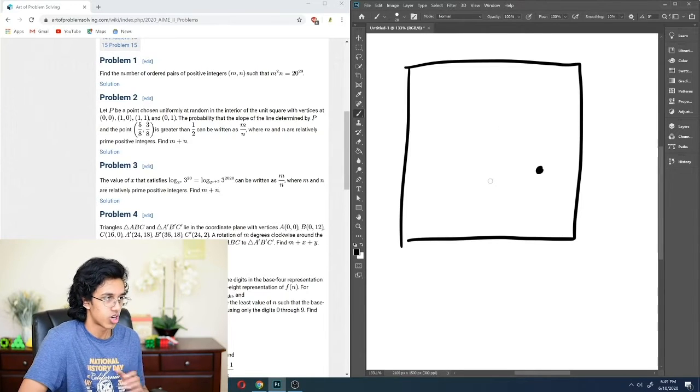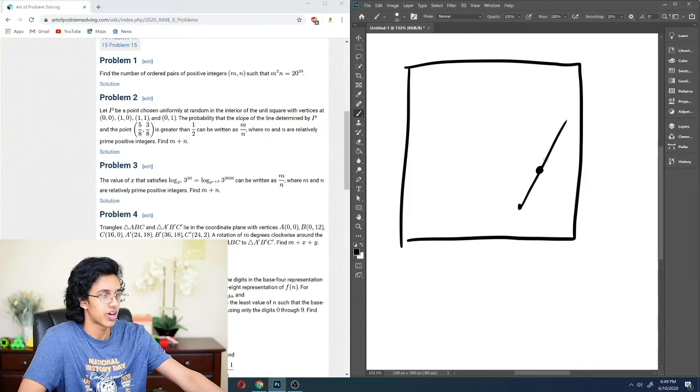And basically you want the slope to be greater than 1/2. So if you choose p right here, that's fine, because this is clearly greater than 1/2. If you chose it here, it's fine. But if we chose it here, it's less than 1/2, the slope of this line, so that's not right.